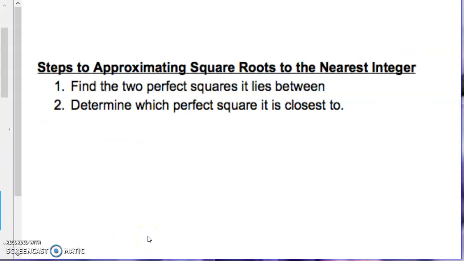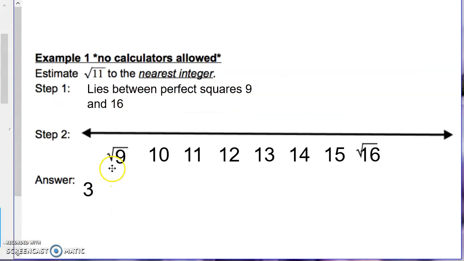First thing we're going to be doing today is approximating square roots to the nearest integer. This is most likely what you're going to have to do. We will also approximate them to the nearest tenth, but that's much trickier than approximating to the nearest integer. So first example says, estimate the square root of 11 to the nearest integer. What I need to think about is what two perfect squares 11 falls between. The two perfect squares that it falls between are 9 and 16.